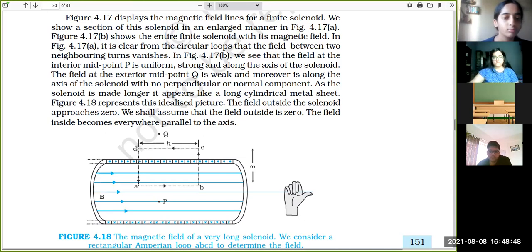Its length is h, right? Length AB is visible, the length is on top. Yes, sir. And if the inside magnetic field is uniform, then it is B into h, right? B into h, yes or no? Yes, sir. Okay.